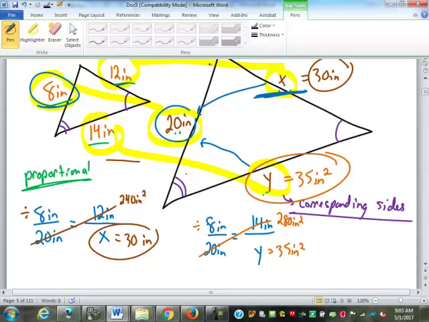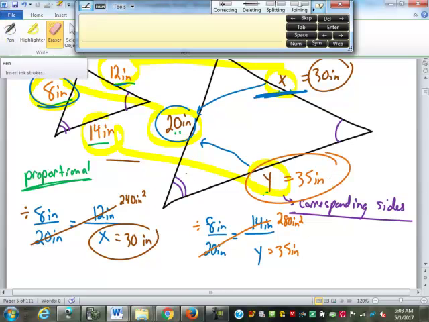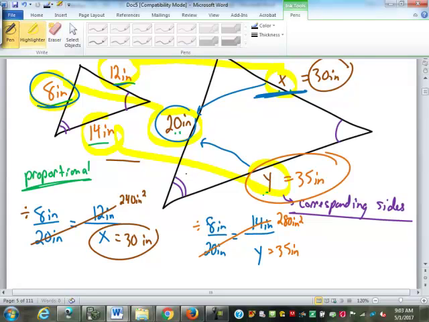Any questions? Okay. Oh, it shouldn't be squared. You're right. It should be just inches. Good point. That was just me being half asleep yet for the morning. Good catch.